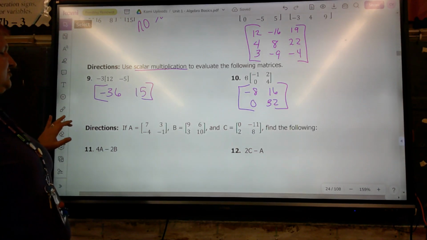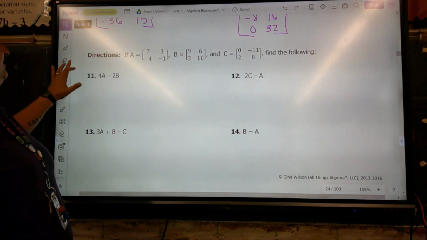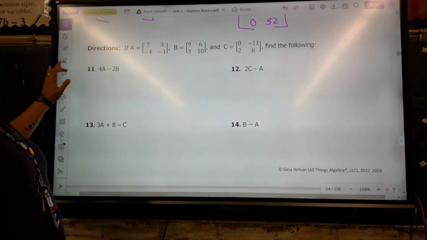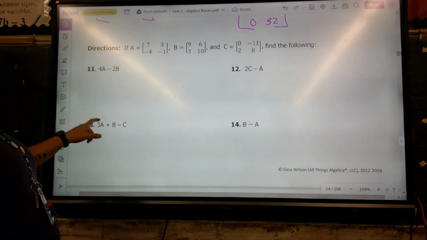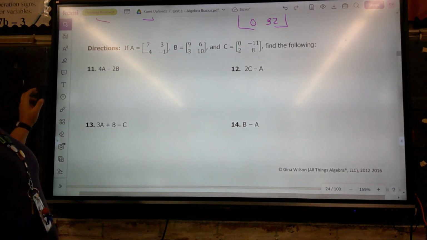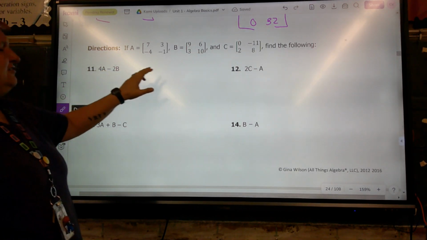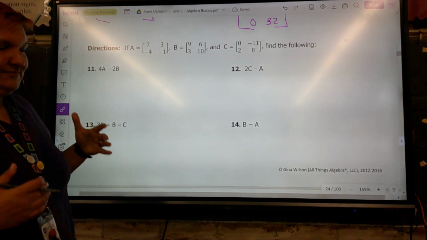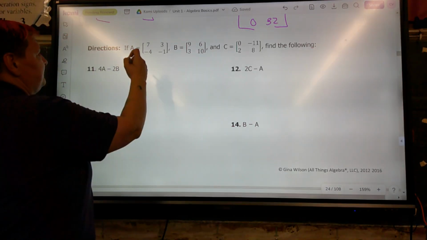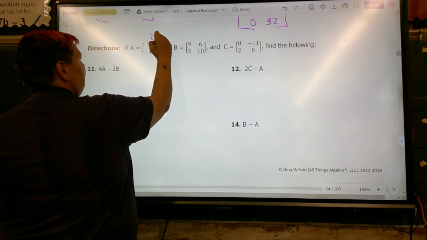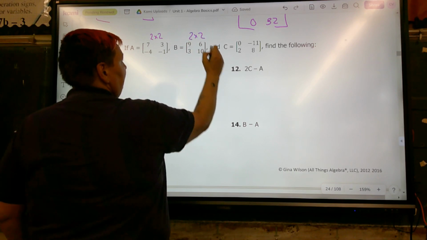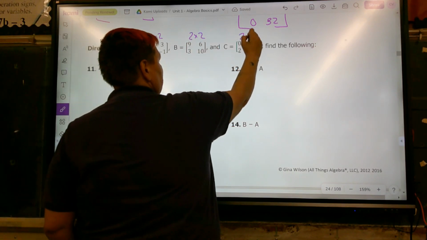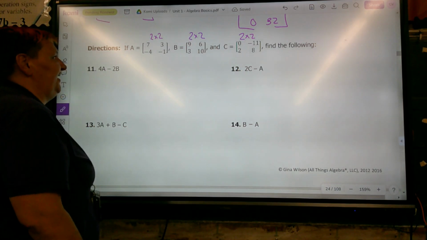Let's take it up a notch. Let's do scalar multiplication using 2 different, sometimes 3 different matrices. All right, remember, if you're adding or subtracting, they have to have the same dimensions. So let's go ahead and figure out the dimensions. This one is a 2 by 2. This one is a 2 by 2. And this one is a 2 by 2. So we're good. We don't even have to worry about that.